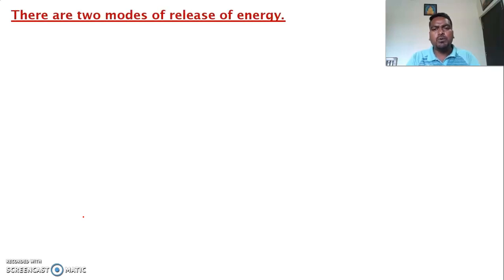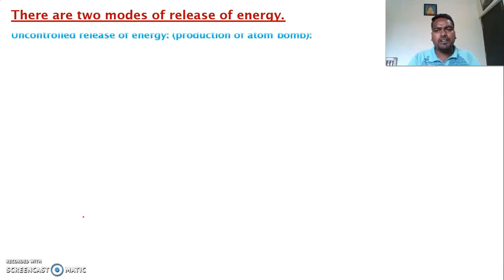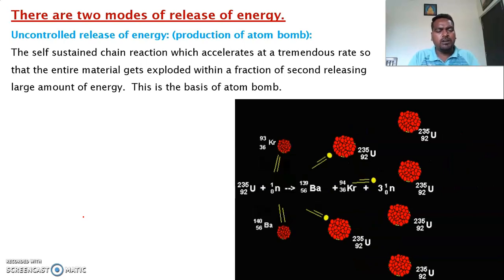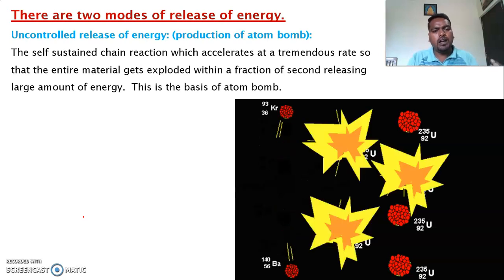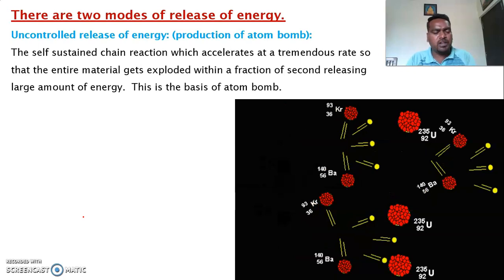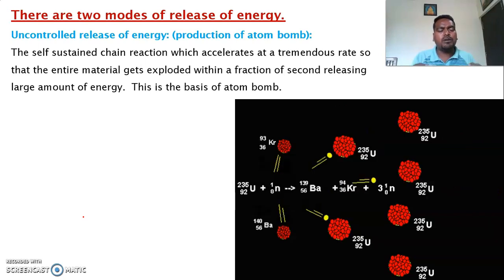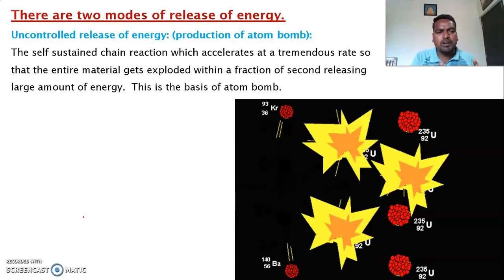So then there are two modes of release of energy in a nuclear fission reaction. One is the uncontrolled fission reaction, or uncontrolled release of energy, and the other is the controlled fission reaction. In the case of uncontrolled, you know that this reaction takes place only after bombardment of neutrons on uranium. Suppose you control the number of uranium atoms, what happens? The rate of reaction is less and only a few uranium atoms undergo a reaction. So everything depends on the number of uranium atoms.